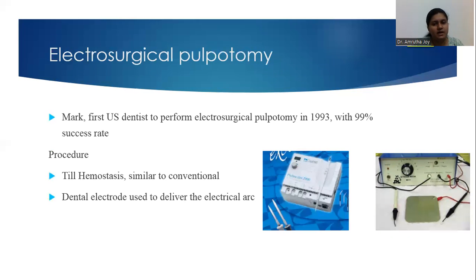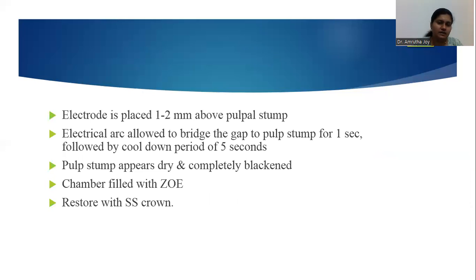The procedure is the same as initially: we have to anesthetize the tooth, isolate the tooth, and then remove all the caries. After that, deroof the pulp chamber and remove the coronal portion of the pulp. Then a dental electrode is used for giving an electric arc. That electrode is placed 1 to 2 mm above the pulpal stem, that is, at the root canal orifice. Then the electric arc is allowed to bridge the gap to the pulp stem for 1 second, then stop for 5 seconds and repeat the procedure.